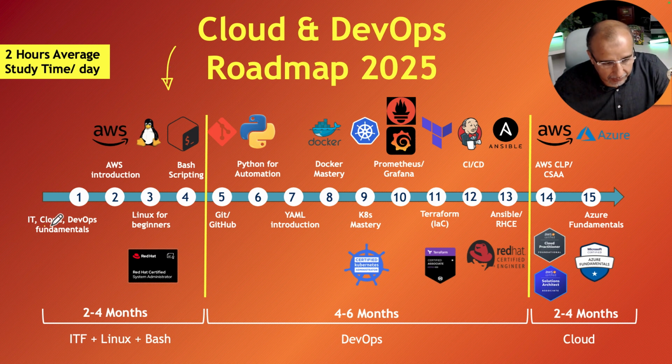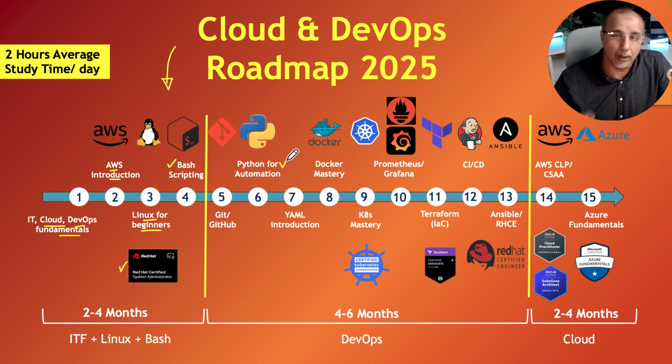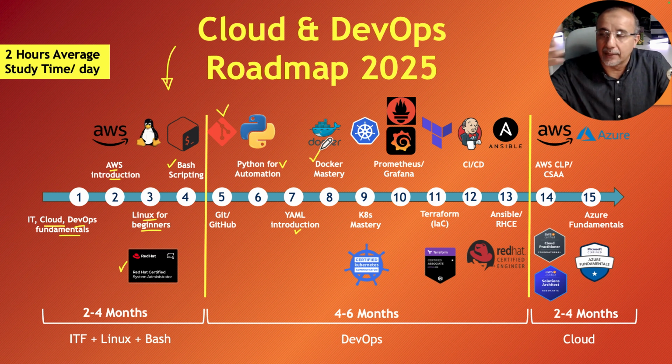You need to understand the fundamentals of cloud DevOps and networking. You need to know enough about the cloud. You need to be at a very good standing in Linux, and preferably if you pass this exam, the RHCSA. You need to know about scripting using Bash and using Python as well, only for automation. You need to know version control, so Git and GitHub. You need to know YAML, that will take you into Docker mastery, and then you will understand when you are writing the Docker Compose files.